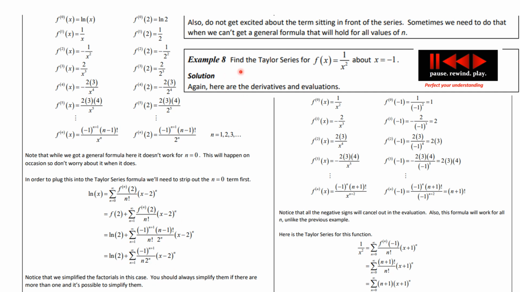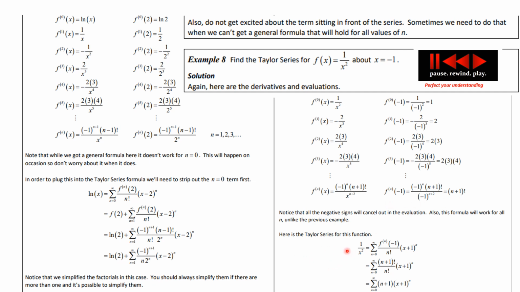Let's do another example. Let's find the Taylor series for f of x equal 1 over x squared, but this time it's about x equal minus 1. Again, we take the derivatives and we observe a pattern. Then we substitute minus 1 in to get the coefficients of the numerator. You notice there is a pattern emerging. The second derivative is going to be 2 factorial. The third derivative is going to be 4 factorial. The nth derivative is going to be n plus 1 factorial.